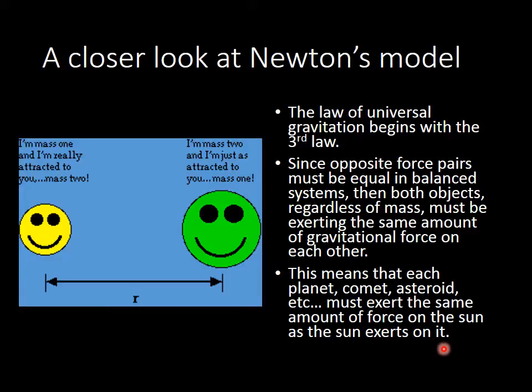The law of universal gravitation begins with the third law. Remember, the third law says that opposite force pairs must be equal. Both objects, regardless of mass, must be exerting the same amount of gravitational force on each other. My green smiley face is much larger than my yellow one, but they're both attracted to each other, and they both have the same amount of attraction to each other. That means that every planet or comet or asteroid must exert the same amount of force on the sun as the sun exerts on it.